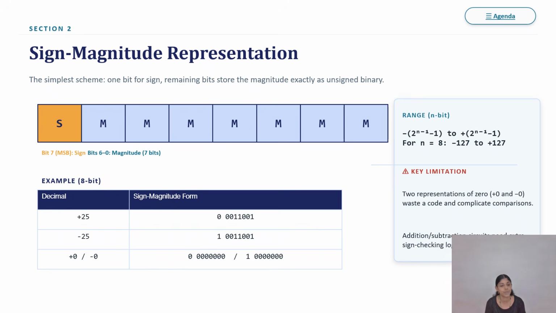Okay, first check your first row. In the first row, what I mentioned is plus 25. In the second row, I have mentioned minus 25. It is a signed bit representation. So if it is a signed bit representation, first what you have to do? You have to write the sign. Already you know 0 is for positive and 1 is for negative. So the way I have represented it is 0 for positive and 1 for negative.